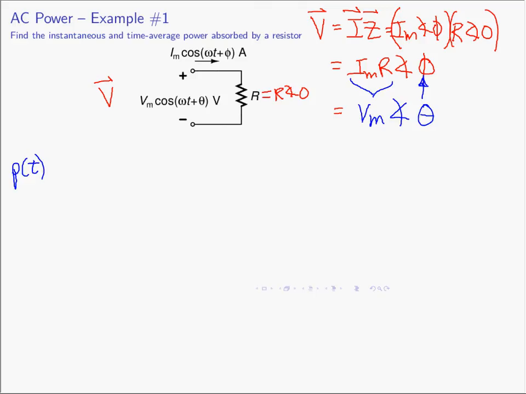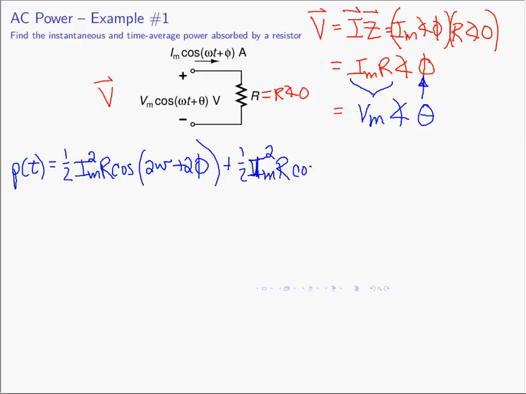The instantaneous power is 1/2 Vm, well Vm is Im R, times Im, so put a squared there, cosine of 2 omega t plus theta, theta was phi, plus 1/2 Vm, and Vm is Im R, times Im, cosine of theta, which is phi, minus phi.